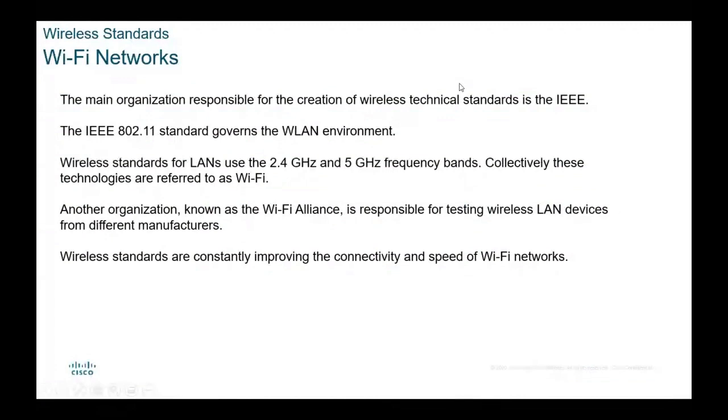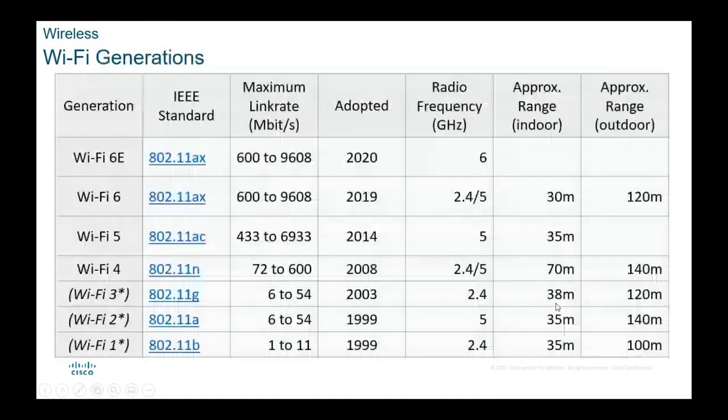Wireless standards, this is probably more what we're talking about. So the main organizations responsible for these standards are the IEEE. I think we spoke about them before, the International Electronic Engineers, something or other. And the wireless standards for LAN use the 2.4 and the 5 gigahertz frequencies, collectively referred to as Wi-Fi. Another organization is also the Wi-Fi Alliance, which is responsible for testing LAN devices from different manufacturers, and wireless standards are constantly improving. Yeah, when I first started, Wi-Fi was A, B, and G. Now we've got AX. There's always new ones on the horizon.